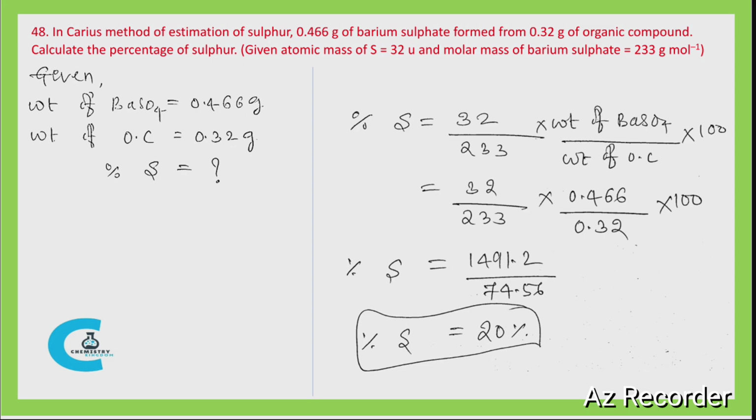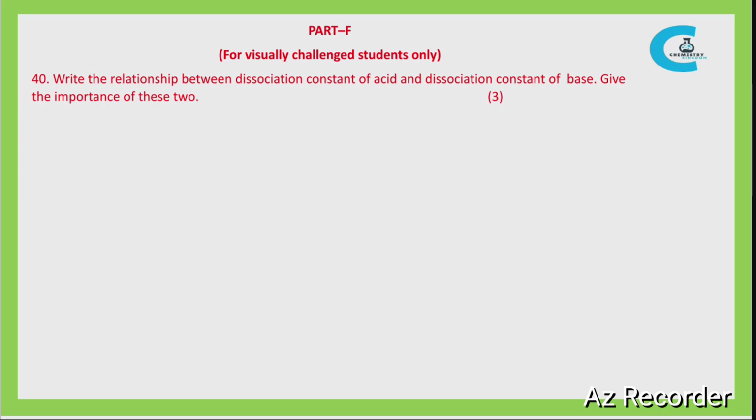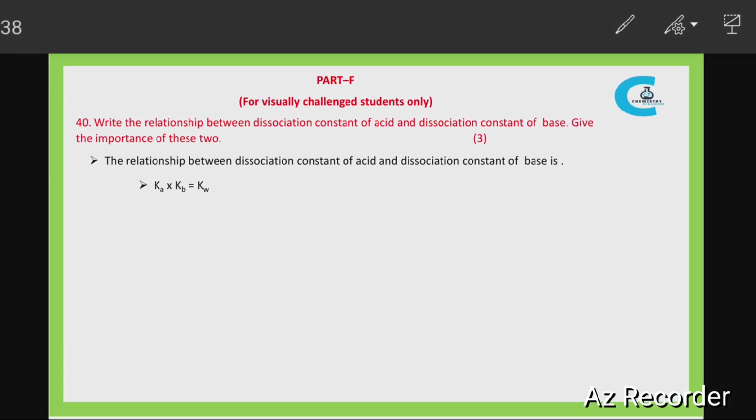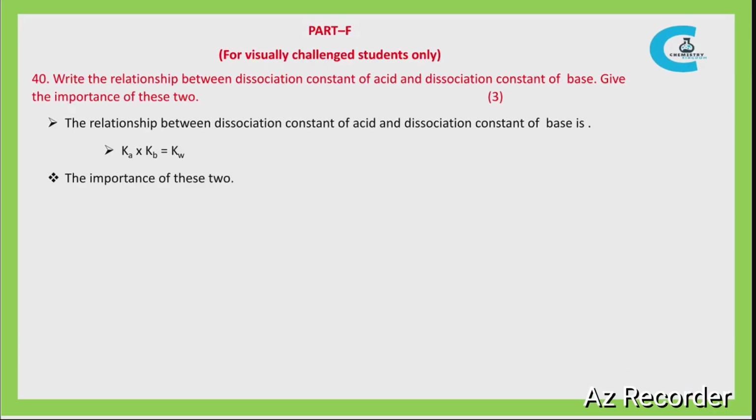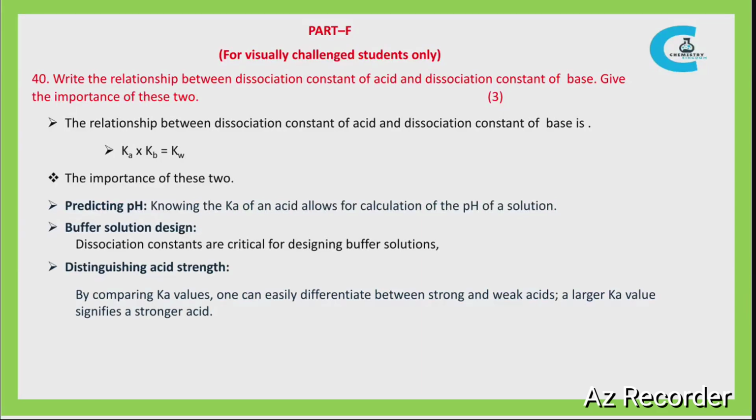I hope you understood. One more question is there, for visually handicapped students. The question is: relationship between the dissociation constant of an acid and the dissociation constant of a base, and give the importance of these two. You know that Ka into Kb is equal to Kw is the relation between the dissociation constant of an acid and of a base. This is very important because to calculate pH, to design a buffer solution, to predict the pH, and most importantly to distinguish between weak acid and strong acid, these Ka and Kb values are required.